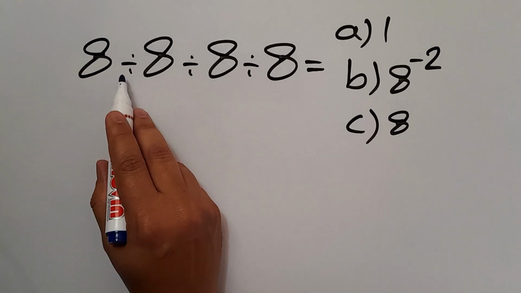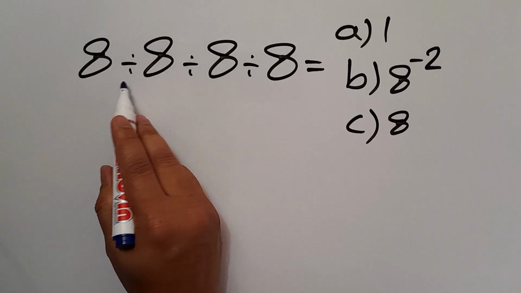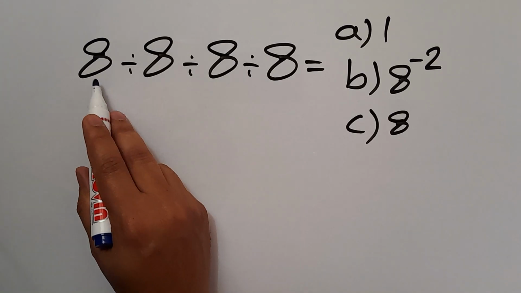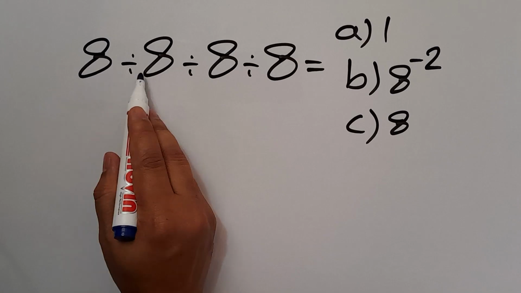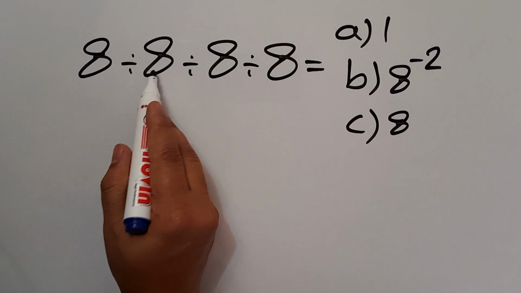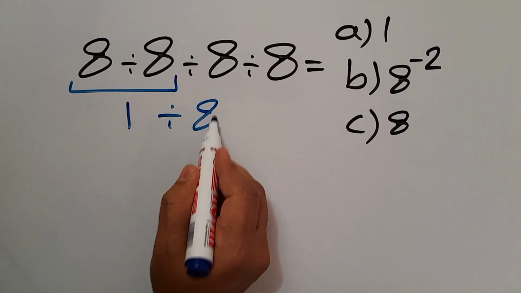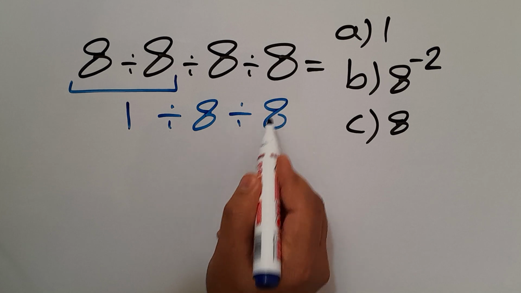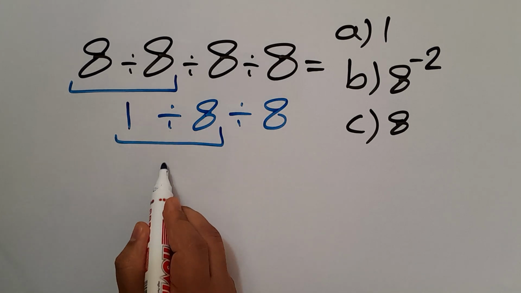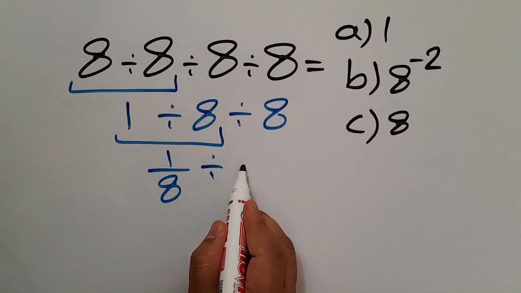In this expression, we have three divisions, and as we know, when we have more than one division in one expression, we have to work from left to right. So first this division, then this division, and finally this division. 8 divided by 8 gives us 1. So we have 1 divided by 8 divided by 8. 1 divided by 8 is the same as 1 over 8. And 1 over 8 divided by 8.